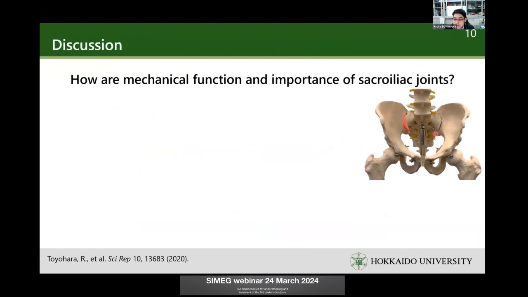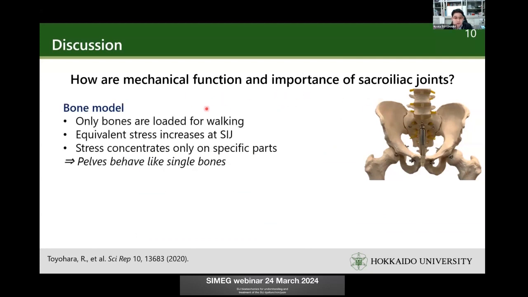I will discuss this result, the mechanical function and importance of the support joint. On the bone model, only the bones are loaded, so equivalent stress increases as the load increases at the support joint. So stress concentrates only on a specific part. So the pelvis behaves like a single bone without a joint structure.